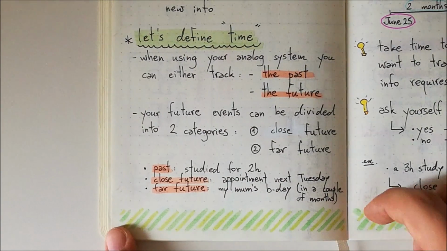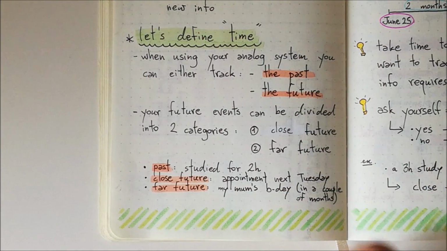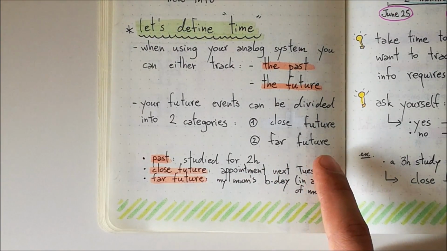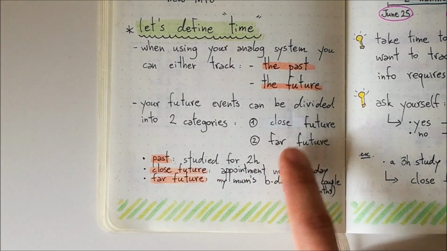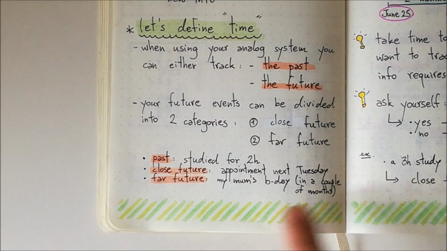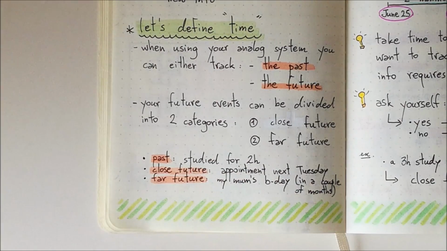And of course, the notions of past and future are all relative to the moment when you use your journal. So for example, if today is Friday and you studied for 2 hours last Tuesday, that would be a past event. But if you have an appointment for next Tuesday, that's a close future event. And your mom's birthday, which will occur in a couple of months, that's a far future event.